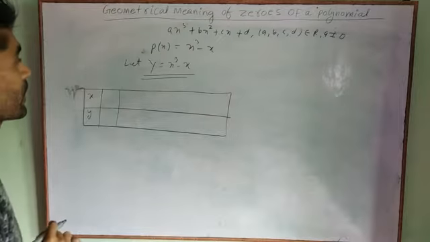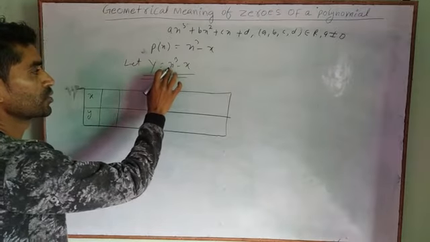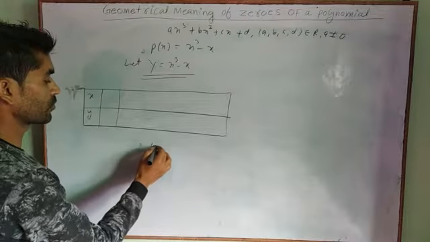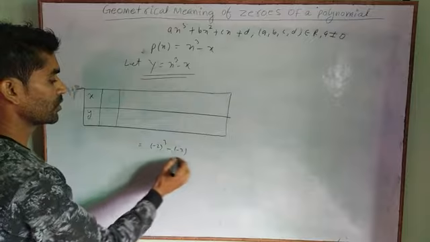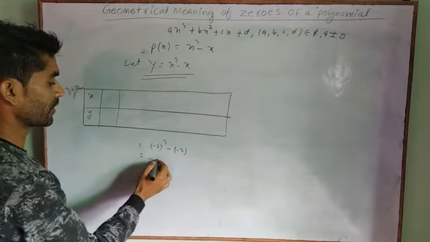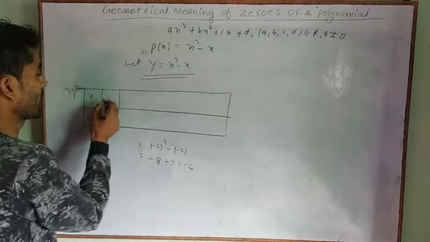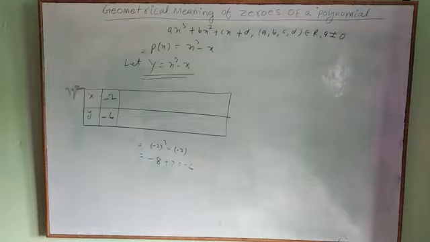Okay. I'm taking x equals -2. So when we take x equals -2, this is -8. Solving here, -2 cubed minus -2, so it will be -8 plus 2, that is -6. So when x equals -2, we are getting -6, right?